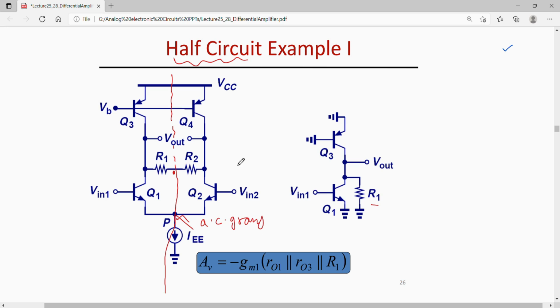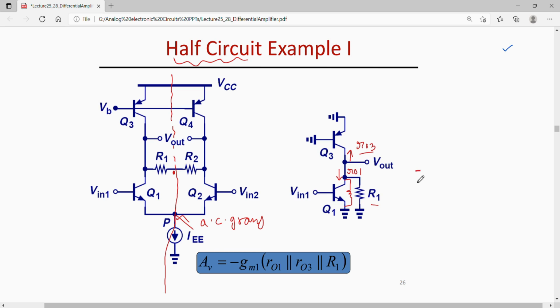Okay. So this circuit is simplified as this circuit. Q3 and Q1 are in one half circuit, Q4 and Q2 in another half. So I can find out the gain of this circuit by knowing that the impedance looking into Q3 is RO3, and the impedance looking into the collector of Q1 is RO1, or one can say RO1 is in between the drain and source. So all these resistances RO3, RO1 and R1 are in parallel.